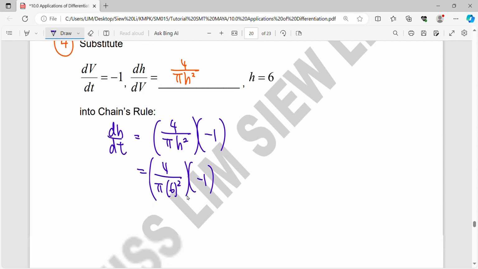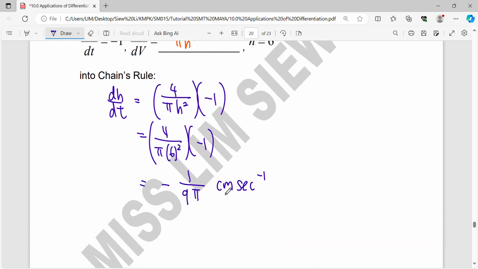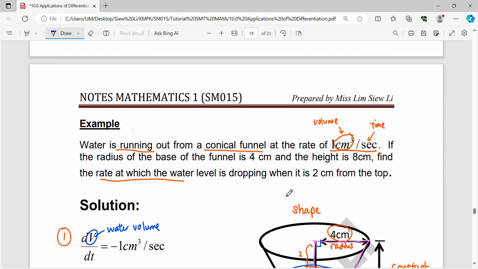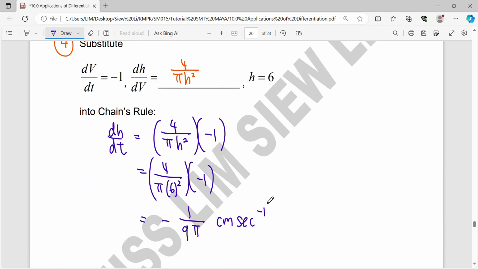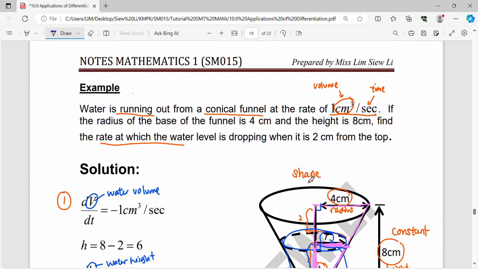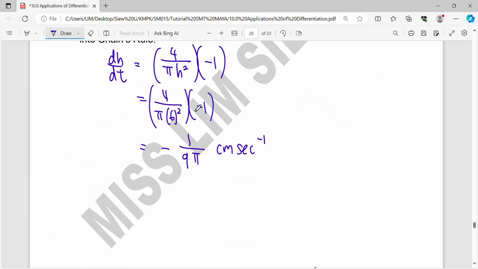So press the calculator, we can get this one. Or I can simplify directly. I can get this one, -9 pi cm per second. Why cm? Because look at the beginning of the question. Everything, the length and the volume, is defined in cm. So the height is also in cm. Why is the time in seconds? Because in the beginning our time is in seconds. So I just simplify here.